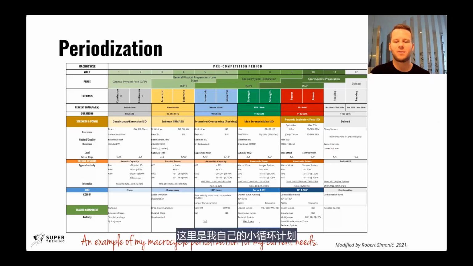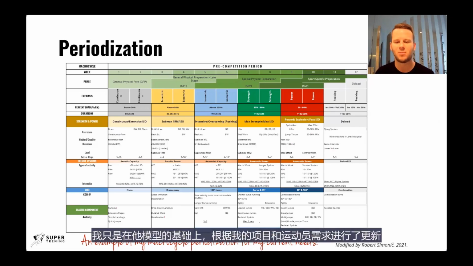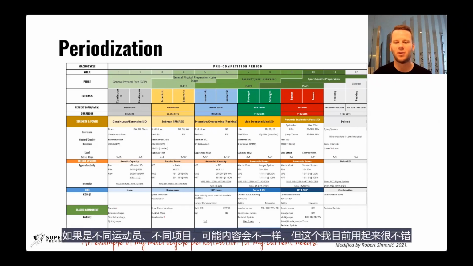Okay, but not to say that I don't have an example of my microcycle periodization. Of course I have, and it's good to have, and you should have yours as well. This is something that I have done with the help of my colleague Robert Simonic. Basically, he has his model, and I have reviewed it and updated it for my current needs, for my current type of athletes, for my current situation. With maybe another team, a different sport, it will change. But this is what I currently use with the first team.